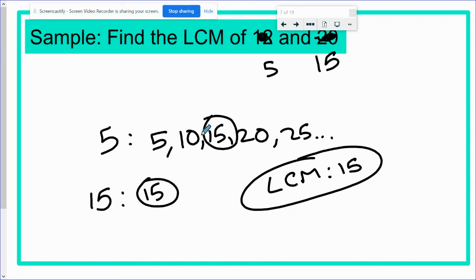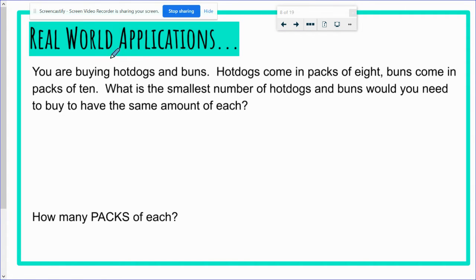All right, now that we have the basics down, let's look at some problem solving. You are buying hot dogs and buns. Hot dogs come in packs of 8, buns come in packs of 10. What is the smallest number of hot dogs and buns you would need to have the same amount of each?